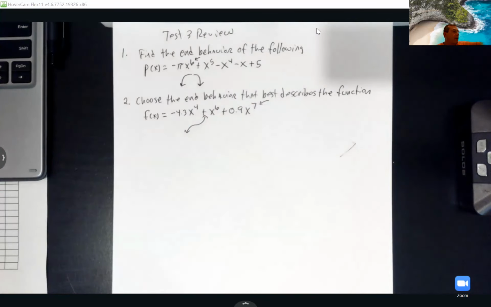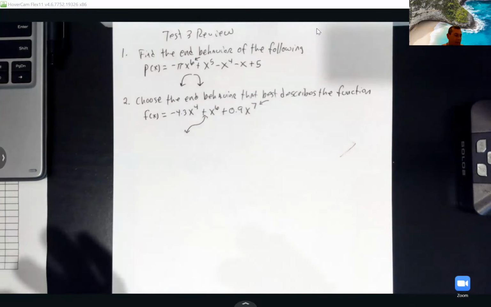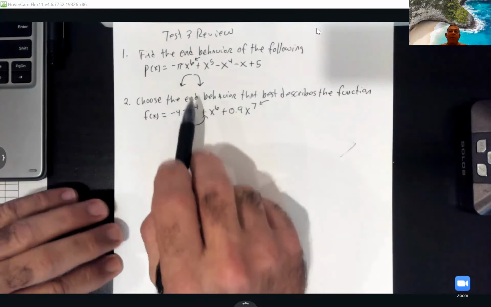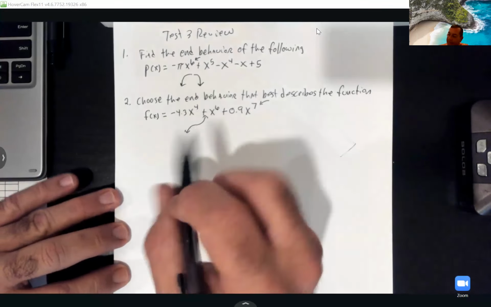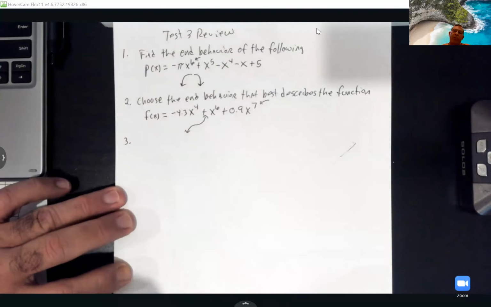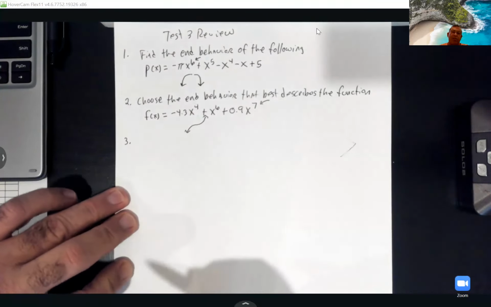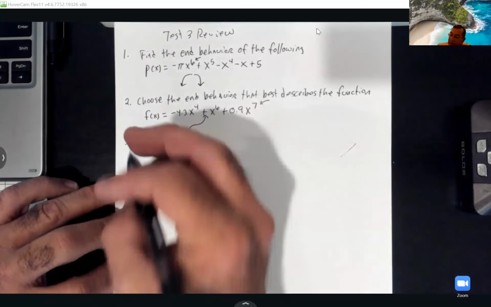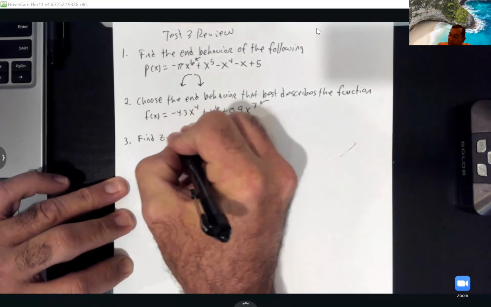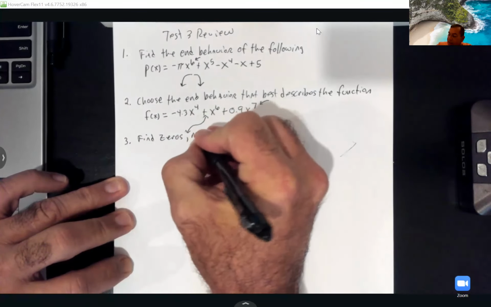Okay, so that's the trick on the first two, is to use that chart and figure out what your end behavior is going to look like, okay? Now, number 3, we're going to start finding zeros for the next 3 problems. So they want me to find the zeros and multiplicity.